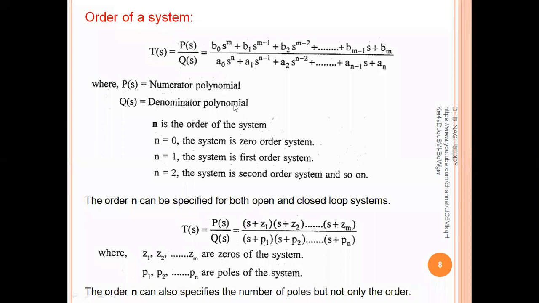Okay, if this n is 0, then it is a zero order system. If this n is 1, then it is called a first order system. If n is 2, then it is called a second order system. So likewise, we can determine the order of the system by seeing its transfer function. By seeing its transfer function, we can determine the maximum S power in the denominator, and that will be the order of the system. Okay, so this is how we can determine the order of a system from the given transfer function.